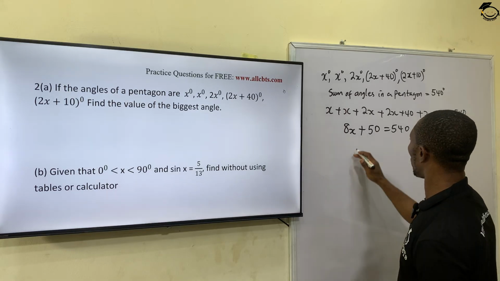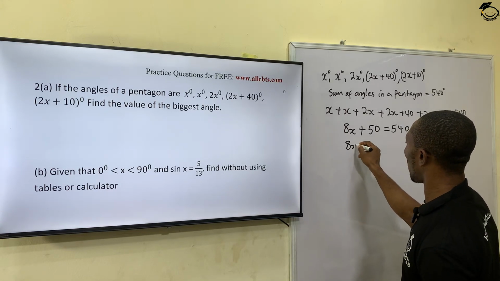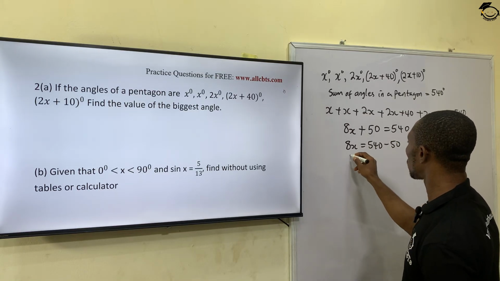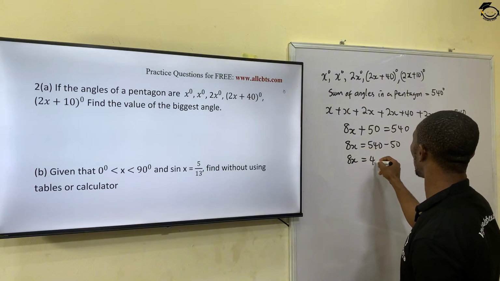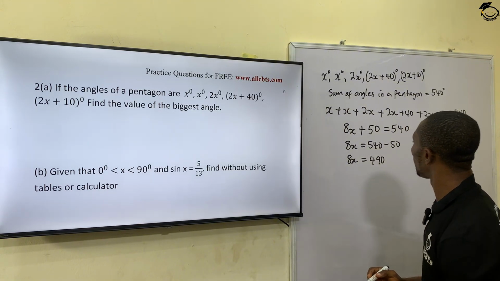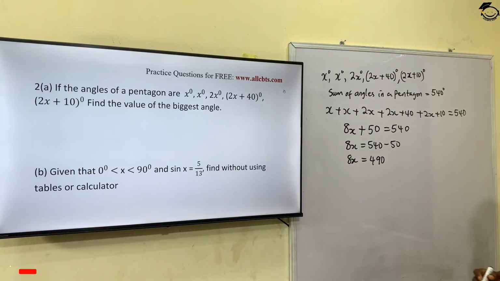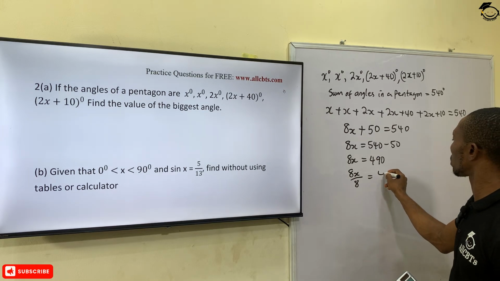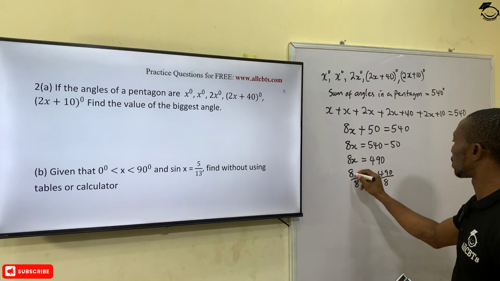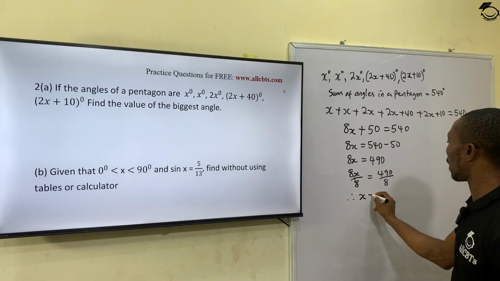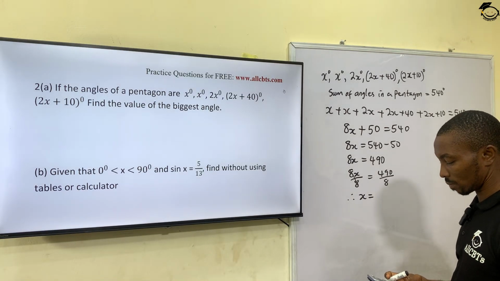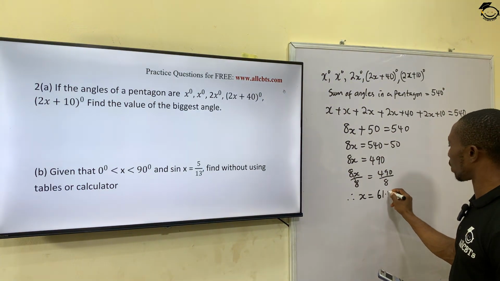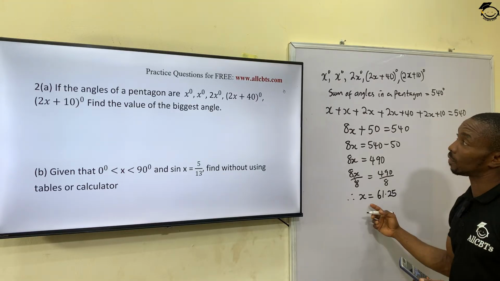From here, we collect like terms. This gives us 8x equals 540 minus 50. So 8x would give us 490. Dividing both sides by 8, we have 8x over 8 equals 490 over 8. Cancelling, the value of x equals 490 divided by 8, which gives us 61.25. Now that's the value of our x.